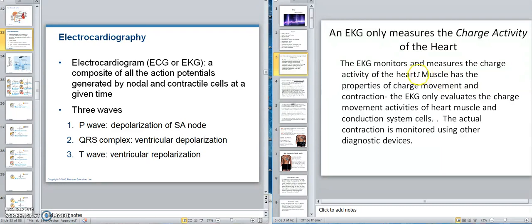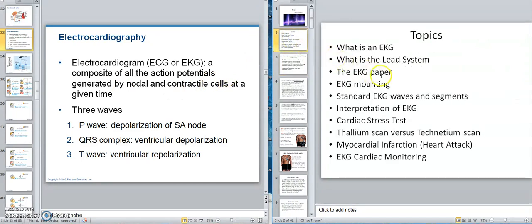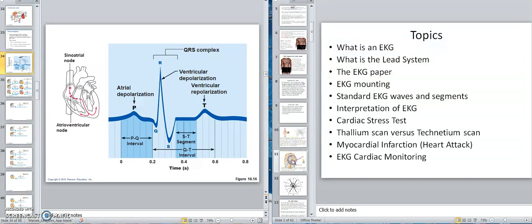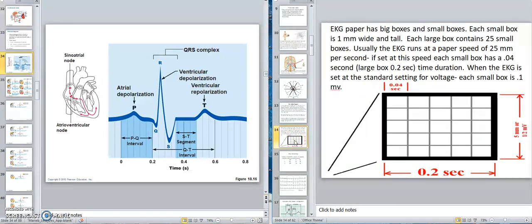All right. Now I go over here to the basics. Because here we would get into the paper, the special paper, the mounting, the waves and the segments and various other things. I won't do that. I want to get the basics done this semester for you on this online. All right. So the EKG has certain waves. Now, that means the electrodes would have been placed on the chest and various areas, and then the EKG has certain waves. Okay, this would be the paper, just to show you.